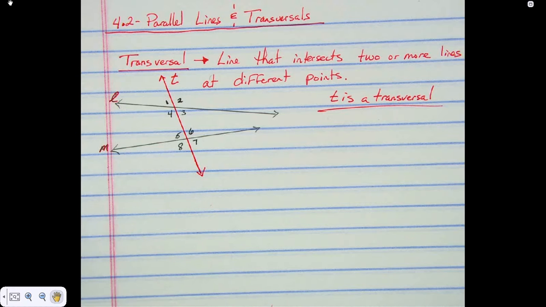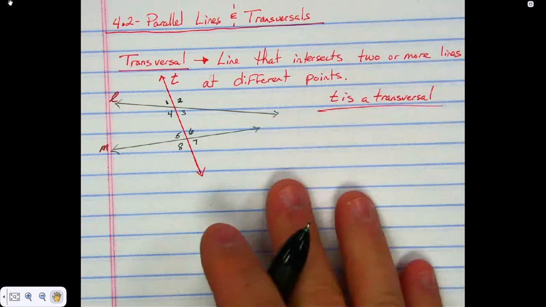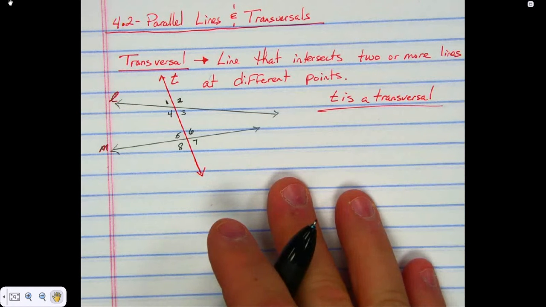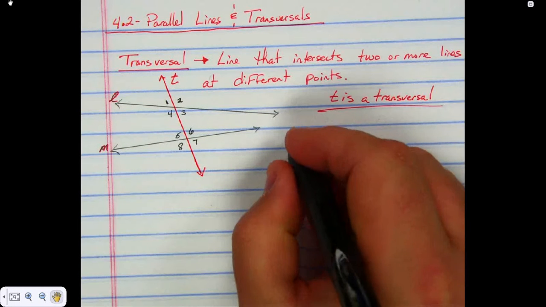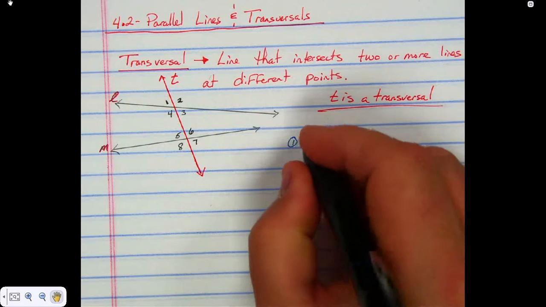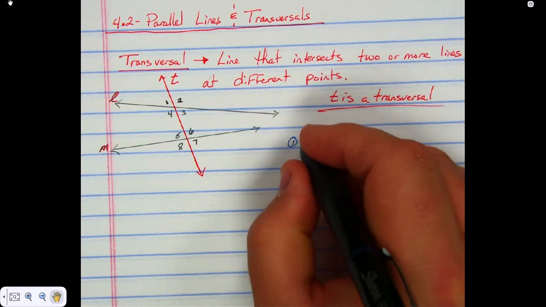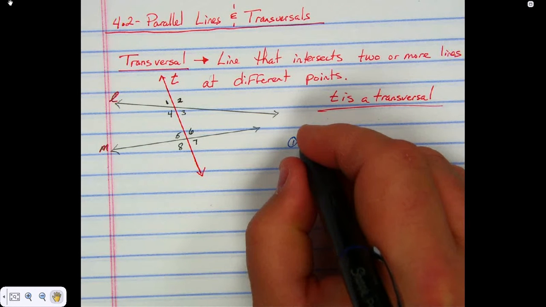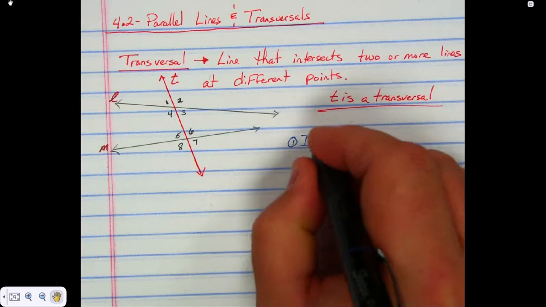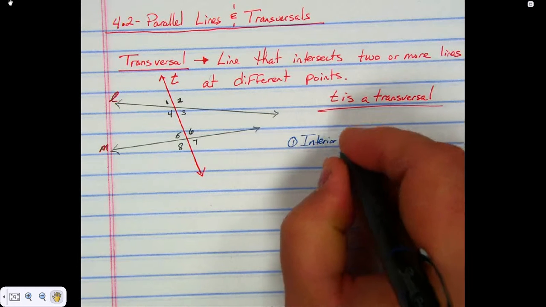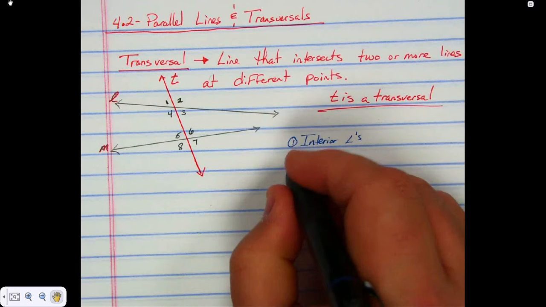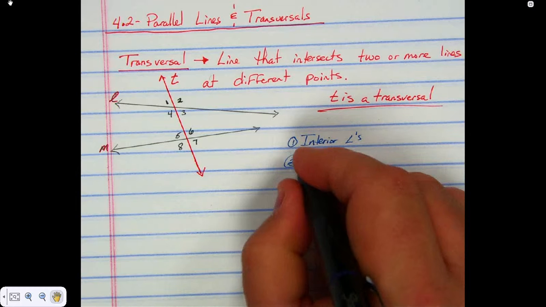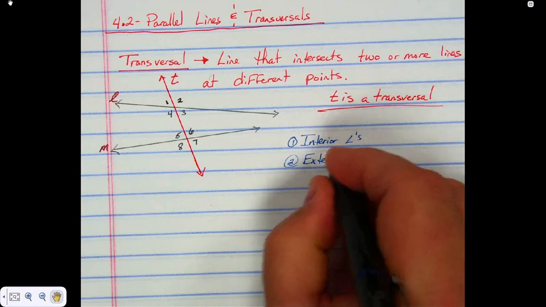Now, I'm going to write down the types of angles that are created. Write this down with me, and then I'll want you to listen. We're going to talk about different types of angles. One, first of all, we need to understand what interior angles are, and what exterior angles are.